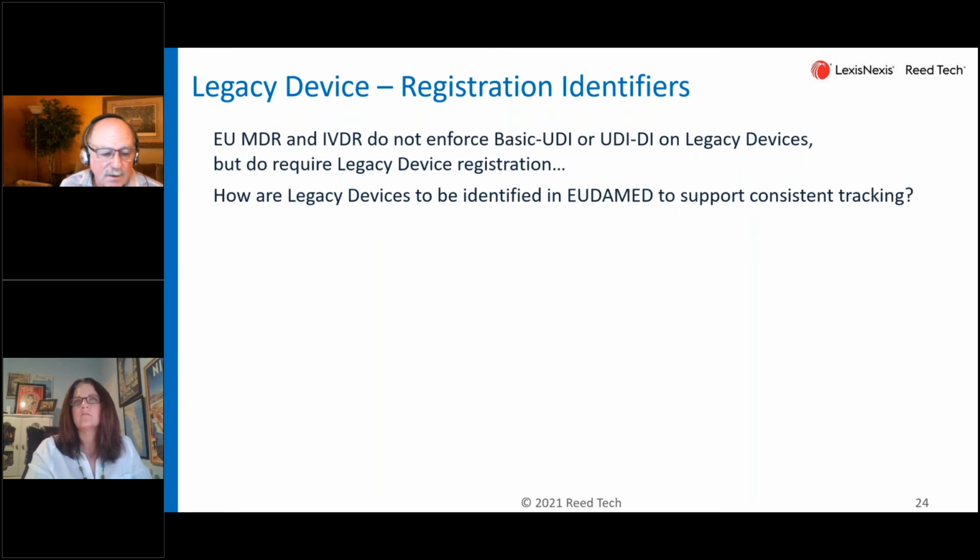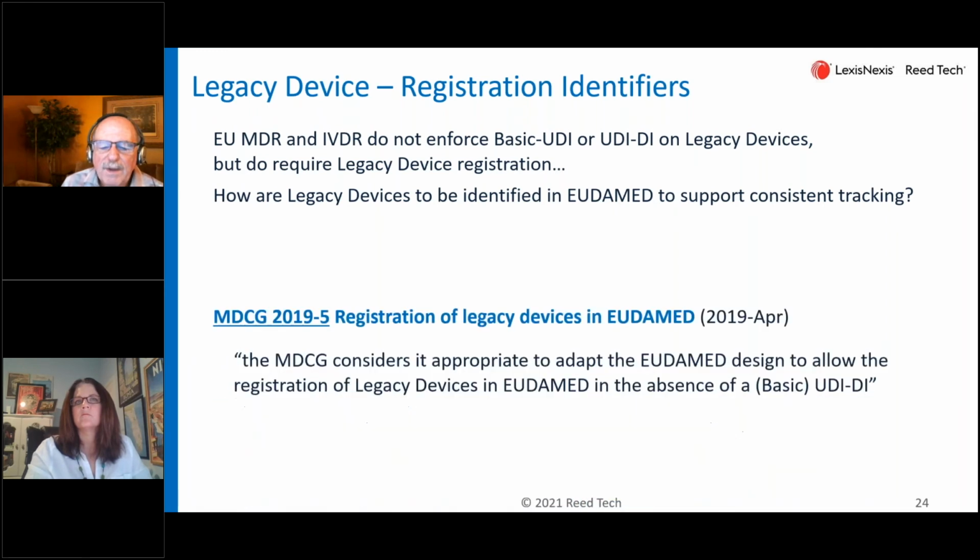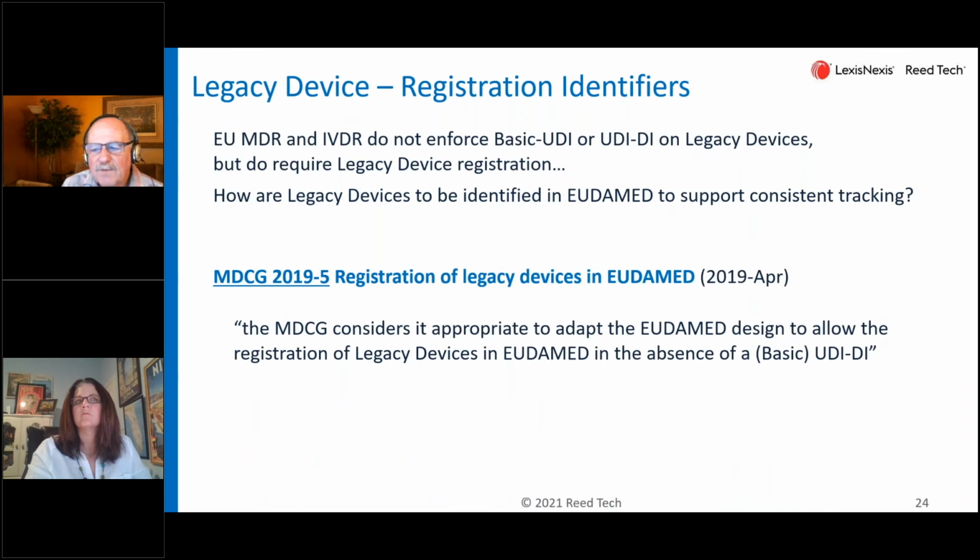So the European Commission had a little bit of a conflict here about how they actually would identify devices in EUDAMED. There is a guidance document that came out from the Medical Device Coordination Group, MDCG 2019-5, that talked about this issue and how they were going to respond. So the concept was to, quote, adapt the EUDAMED design to allow the registration of legacy devices without using the basic UDI-DI.